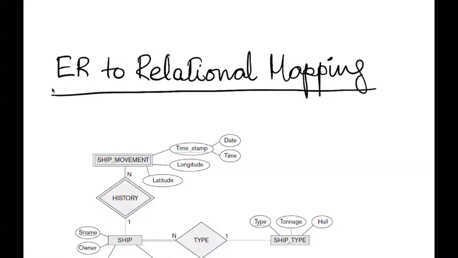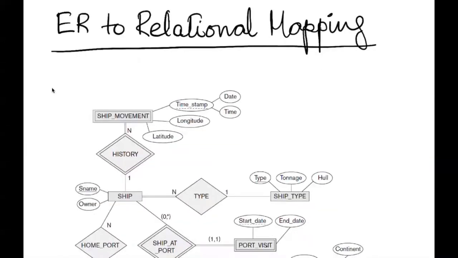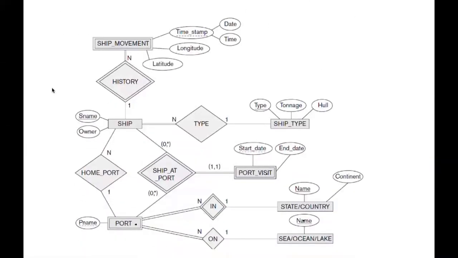In this video, we are going to discuss entity relationship model to relational model mapping. So ER model, which is a conceptual model, in order to implement it, we have to first convert it into a relational model. And to do this, we have to follow the ER to relational mapping algorithm. So let me start off with the help of an example. Let's see how this algorithm will work.